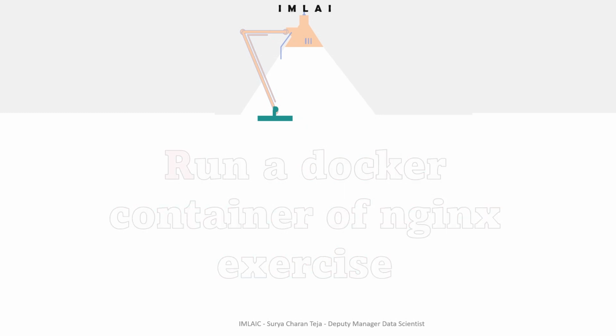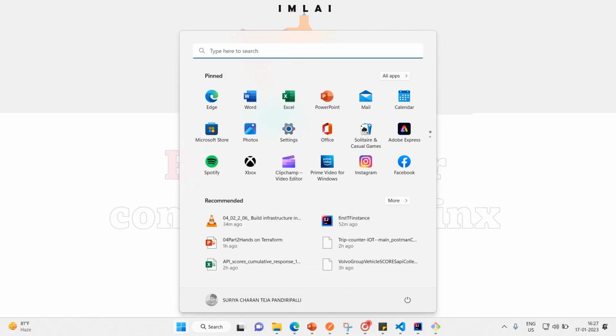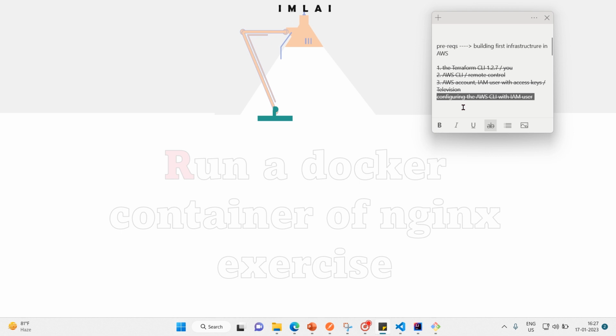Now, let us look into the last exercise of Terraform. That's we will run an nginx server in our local host using Docker containerization technique and then Terraform. So to do this exercise, let's write what all things are required for us.